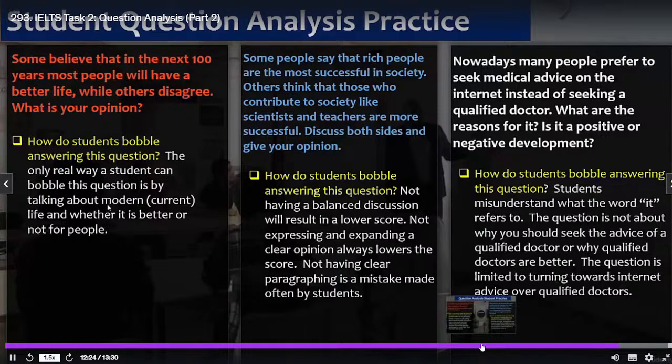For our third question, misunderstanding what it refers to. Very often students misunderstand reference pronouns. In addition, this question is not about why you should seek the advice of a qualified doctor or why qualified doctors are better. That's not what it's about. You must only talk about why people are seeking advice on the internet instead of a qualified doctor.